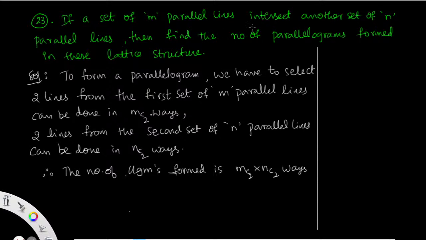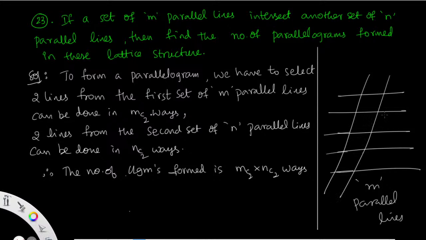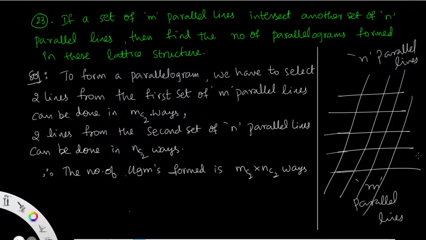If a set of M parallel lines intersect another set of N parallel lines, find the number of parallelograms formed in this lattice structure. So in the plane we have parallel lines. Suppose this is M parallel lines, and then another set of parallel lines, that is N parallel lines. Then you can find the number of parallelograms formed in this lattice structure.